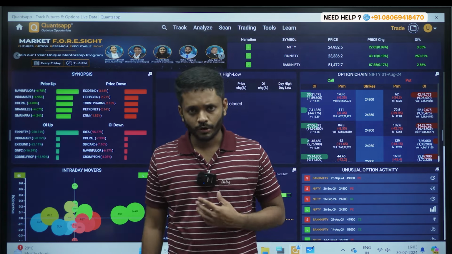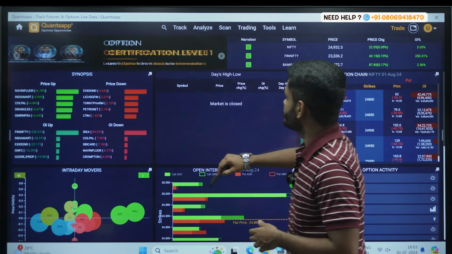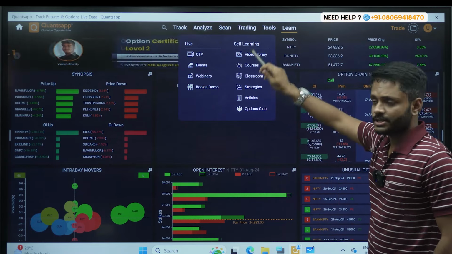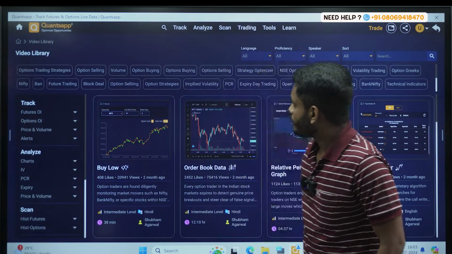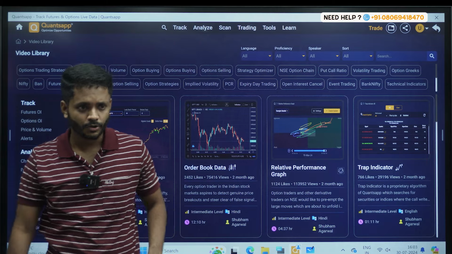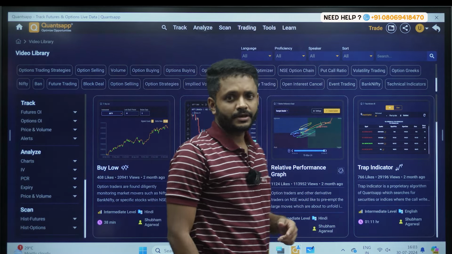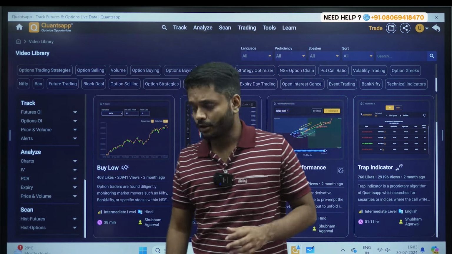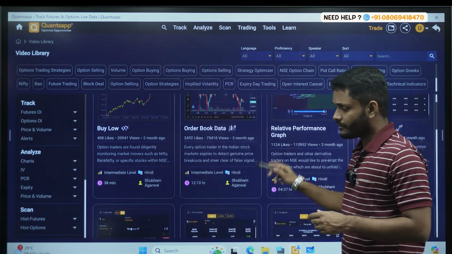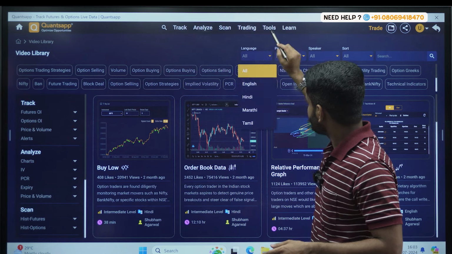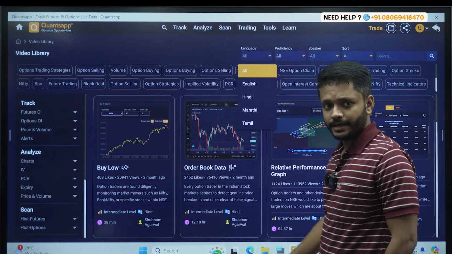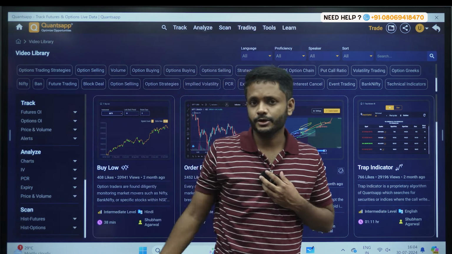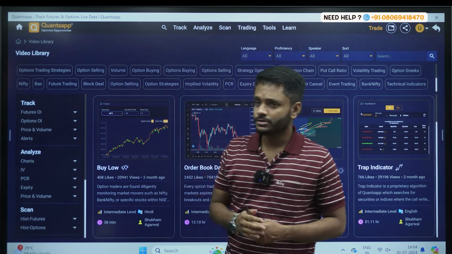So if you want to know more about paid tools, what you can do is just log into the application, and as soon as you log in, click into the Learn section. Under self-learning, click on Video Library. So what is Video Library? Video Library consists of n number of videos. Almost all the tools of Quantsapp are covered in multiple languages: English, Hindi, Marathi and Tamil. You can check the language as per your convenience and view all the videos.